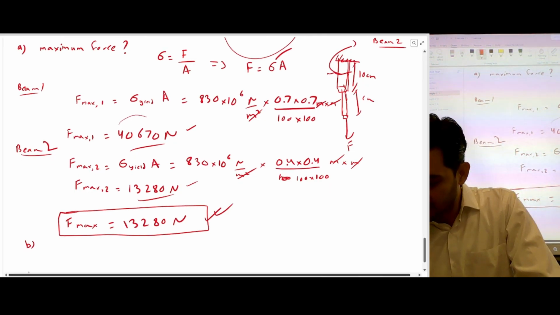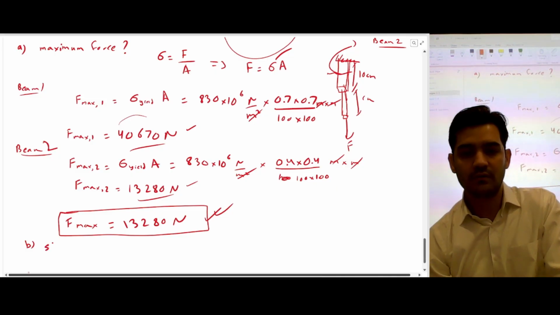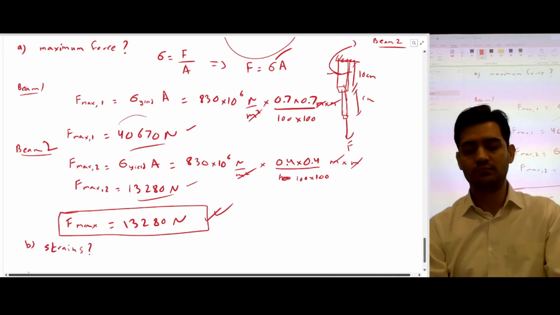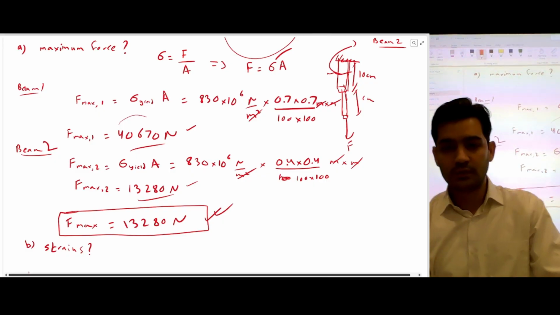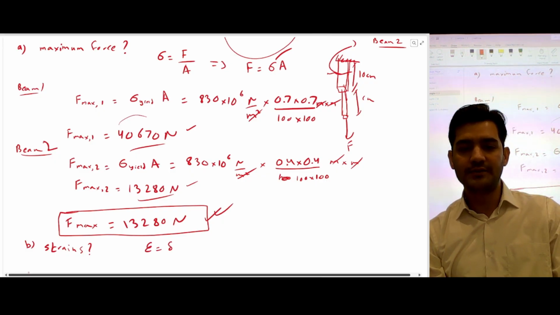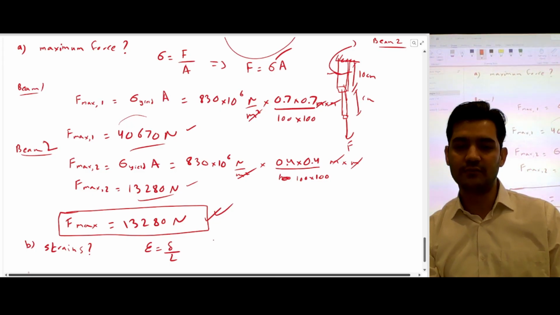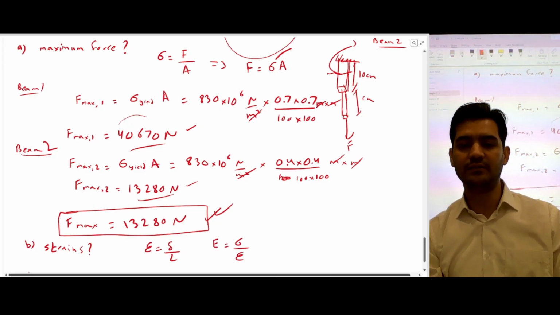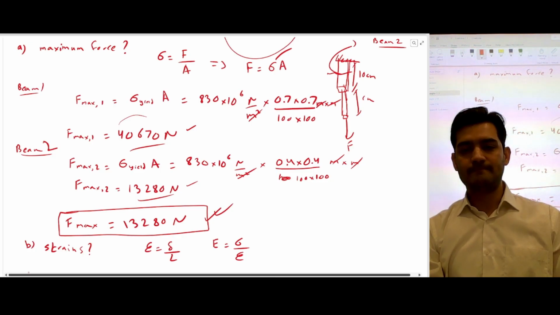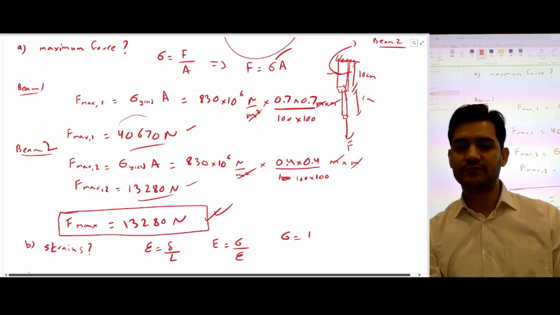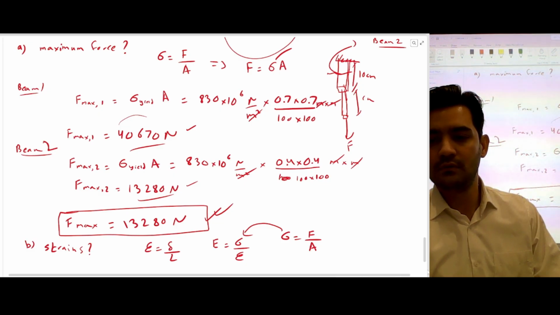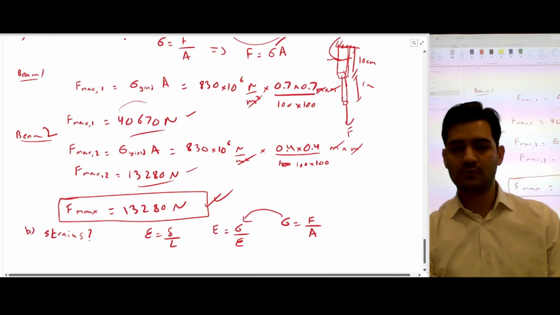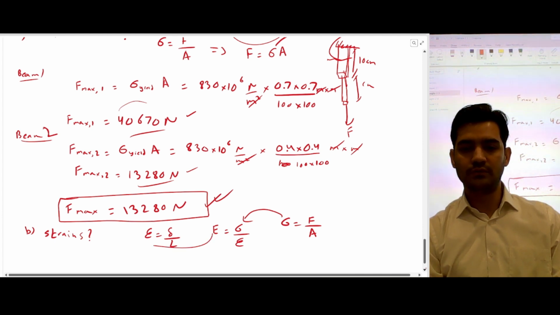And part B is we have to calculate strains. We know the formula for strain is elongation divided by length, but we don't know the elongation. There's another formula, which is stress divided by strain. And we know what stress is. Stress is force per unit area. So we can put this here. I'm going to use this equation.